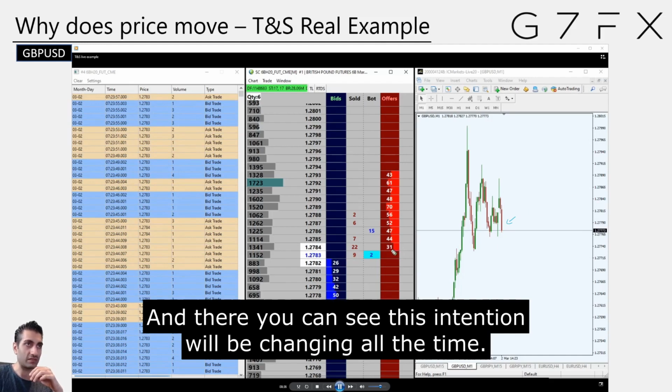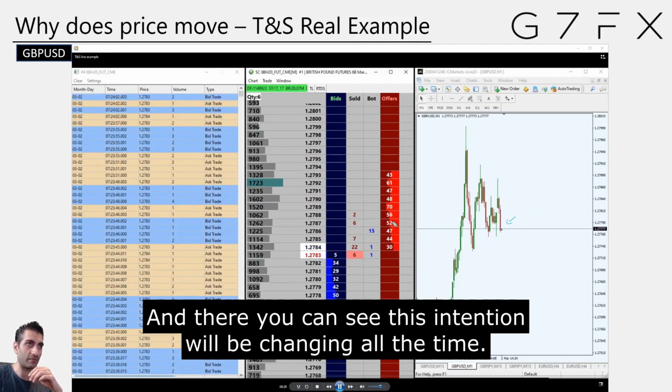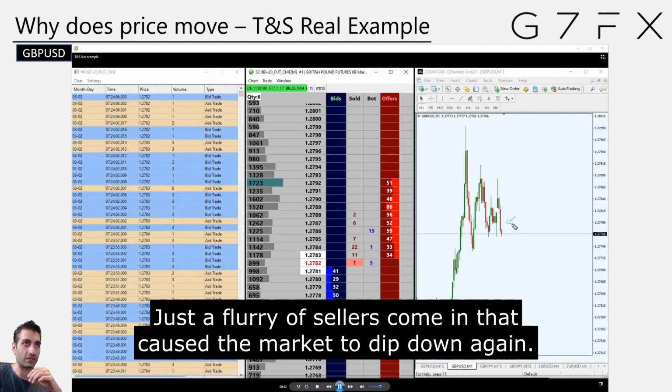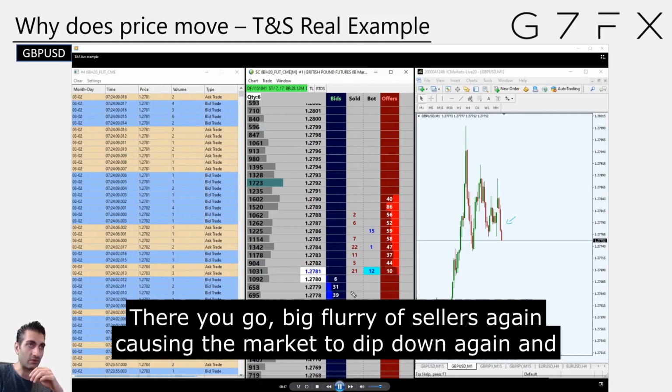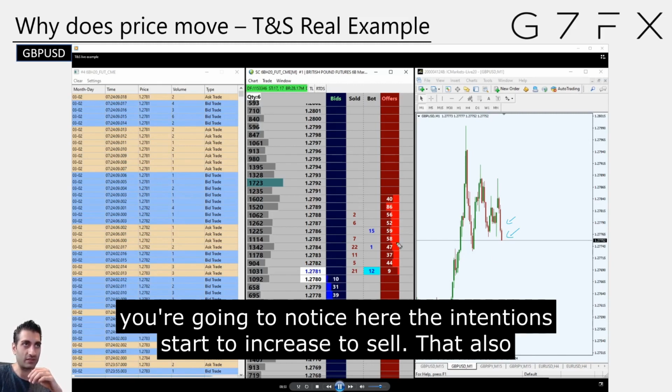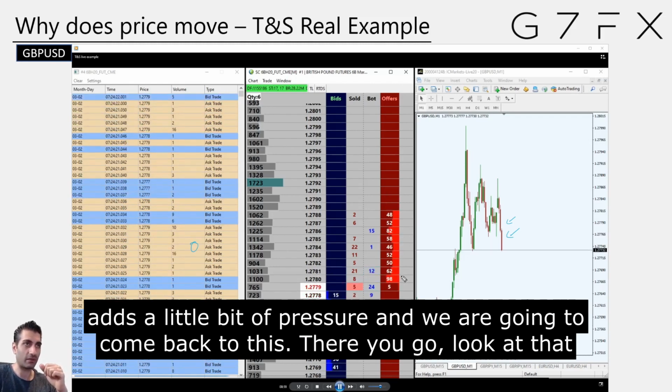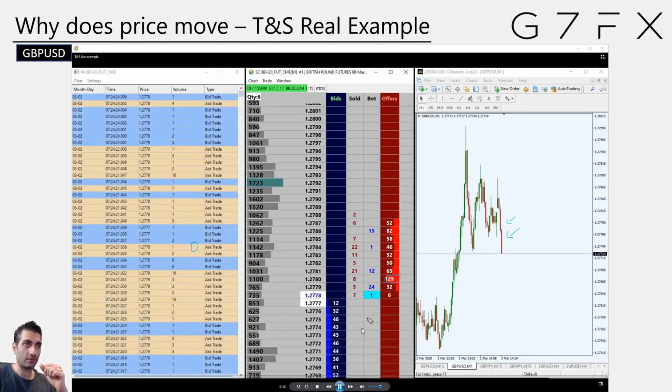And there you can see this intention will be changing all the time. You just saw a flurry of sellers come in that caused the market to dip down again. There you go, big flurry of sellers again, causing the market to dip down again. And you're going to notice here the intention start to increase to sell. That also adds a little bit of pressure, and we are going to come back to this. There you go, look at that. That shot up.